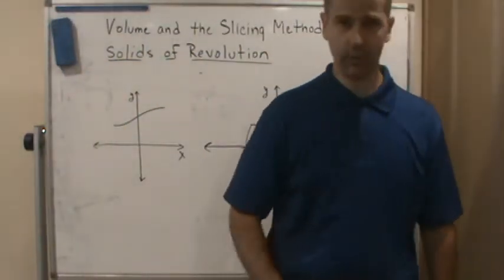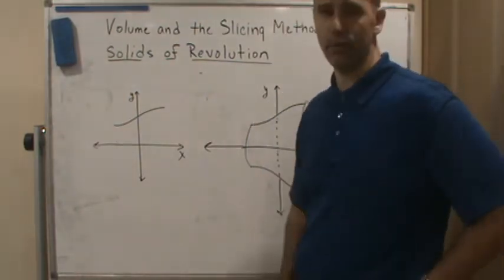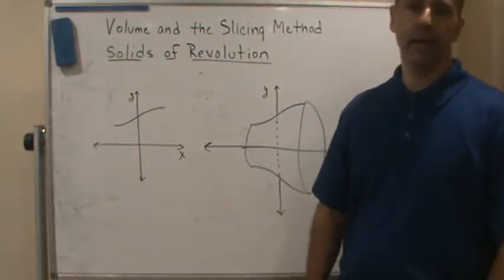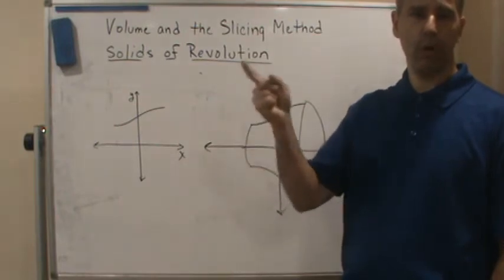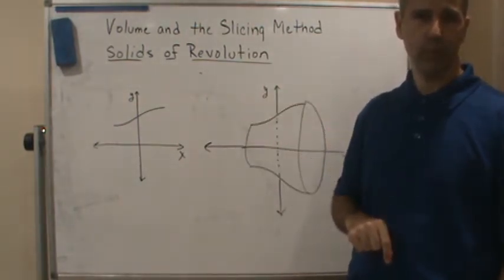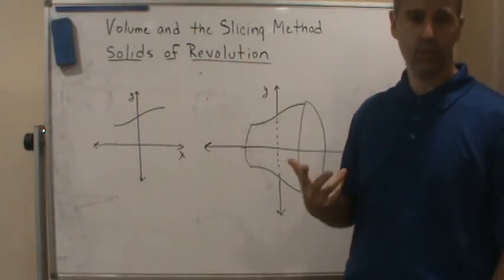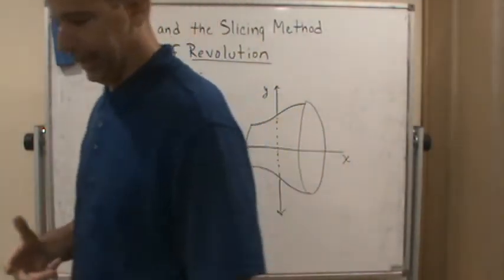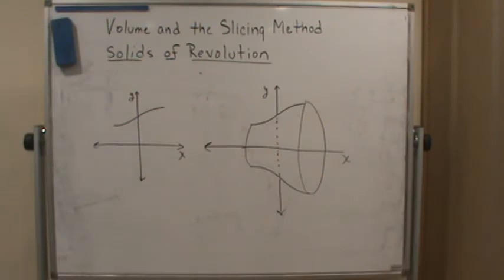Okay, so solids of revolution. What is a solid of revolution? Well, it's any time you take a line and you revolve that around an axis, that results in a solid of revolution. For example, if you look at the board, I have a line that goes above the x-axis.